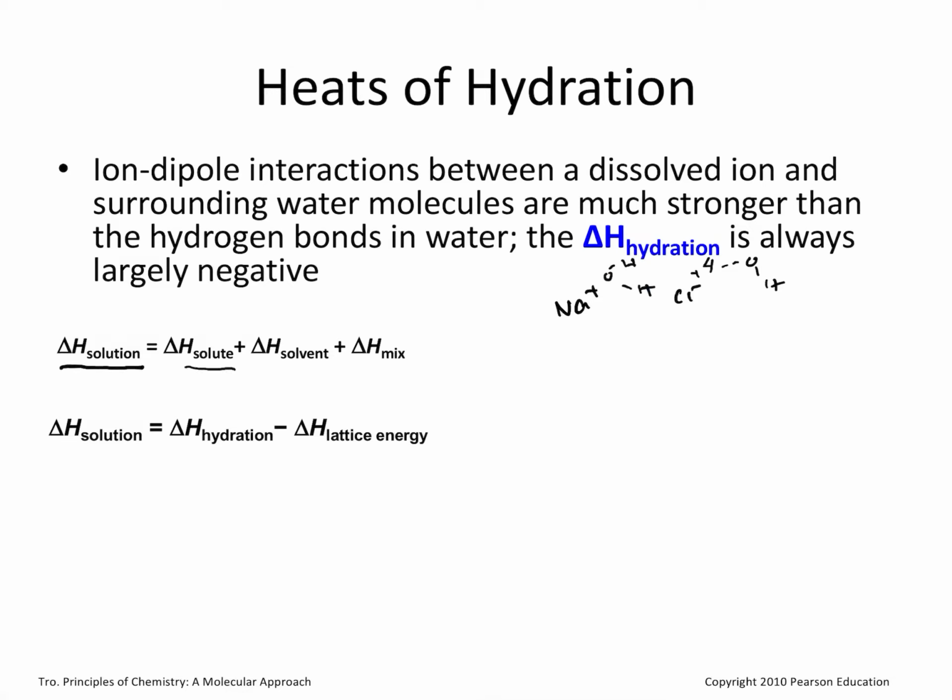So using the heat of hydration, we can write the enthalpy of a solution as a sum of the two terms. So you can write enthalpy of solution is equal to the enthalpy of the solvent mixture. We've known this. But now we can simplify this when we're talking about an ionic compound in water, because the solvent and the mixture are the heat of hydration. So we can say that the heat of solution is equal to the heat of solute plus heat of hydration.